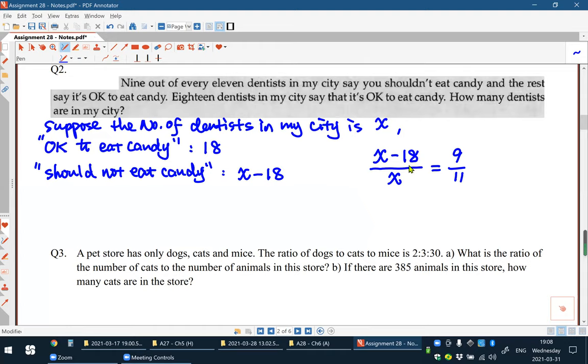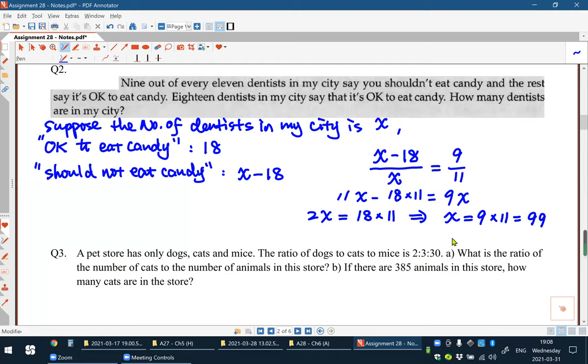Okay, according to the cross multiplication method, we have 11x minus 18 times 11 equals 9x. Okay, so that means 2x equals 18 times 11, right? So this gives us x is 9 times 11, which is 99. X is 99, that means the total number of dentists in my city is 99, right? So, okay, let's make the conclusion. The conclusion is there are 99 dentists in my city.